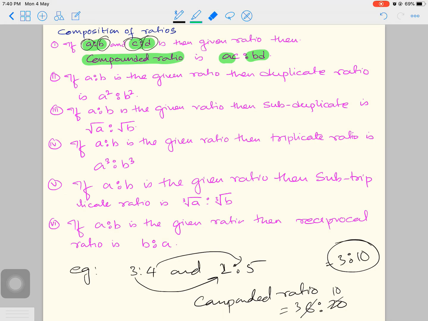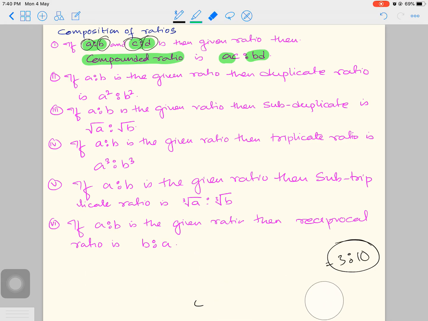Great, let's go to the second one now. What is the second one? The second one says duplicate ratio. What is a duplicate ratio? If you ever have any ratio A is to B, square it, it becomes duplicate. Let me show you.